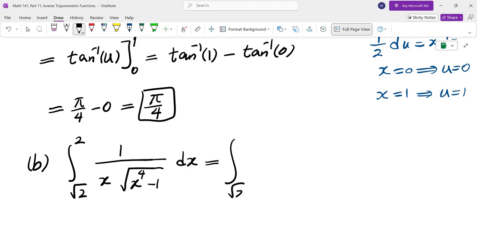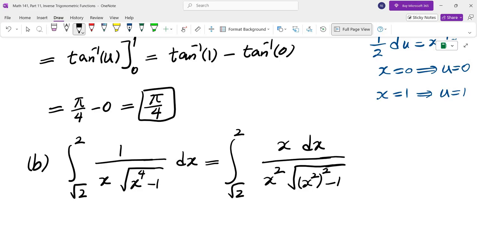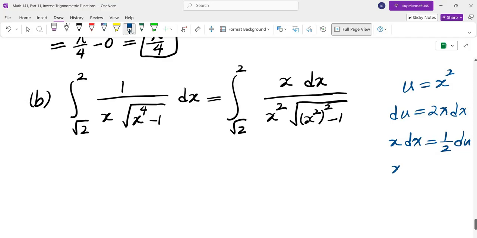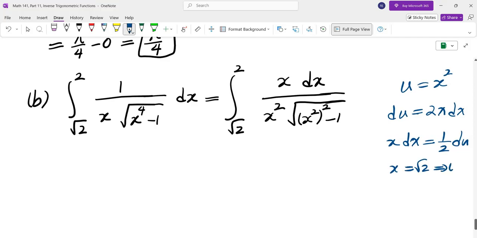Well, we can fix that issue of not having an x on top by multiplying it by x. So we get x over x squared times the square root, and I'm going to write the bottom as x squared minus 1. So let's do a u sub for x squared. We get du equals 2x dx. That tells us x dx is equal to 1/2 du. If x is root 2, then u is 2. If x is 2, then u is 4.